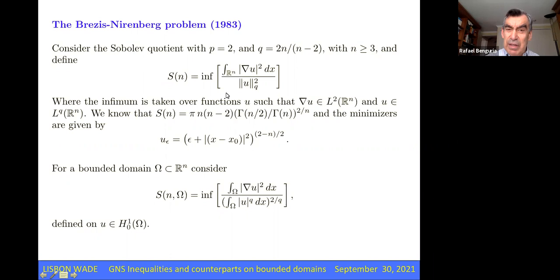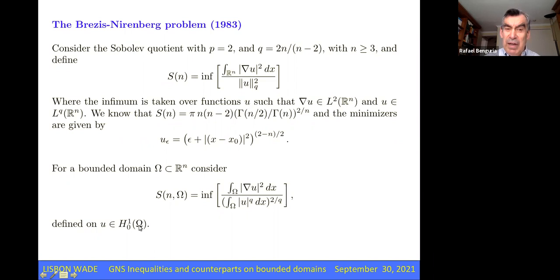This is for the case in the whole R^n, and you can consider the same problem, take the infimum of this thing, but not in the whole R^n, but in a bounded domain with Dirichlet boundary conditions. So instead of considering this general problem, minimizing over all functions u that have gradient of u in L2 and u in Lq, you minimize this quantity here with u in H^1_0. So you impose Dirichlet boundary conditions. And we all know that there are no minimizers for that.